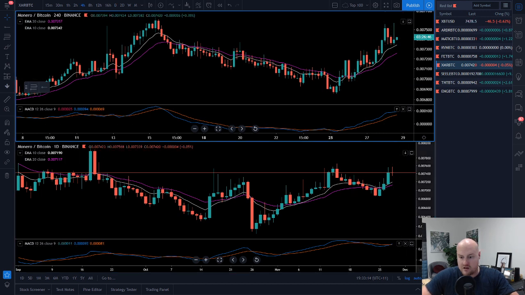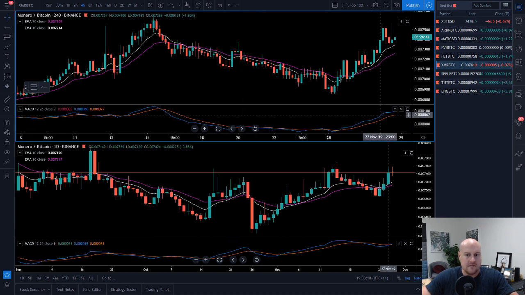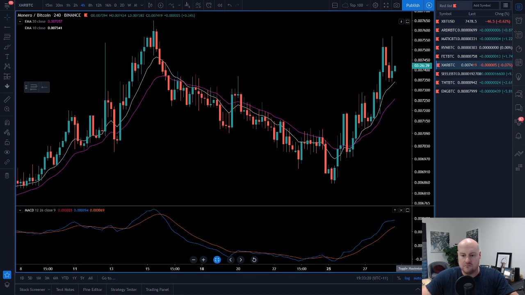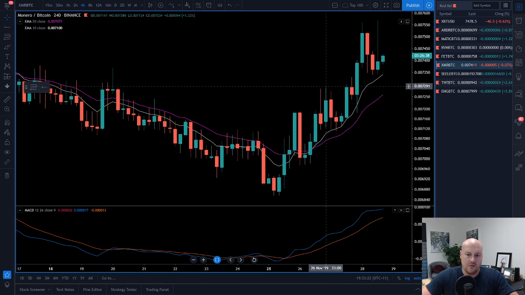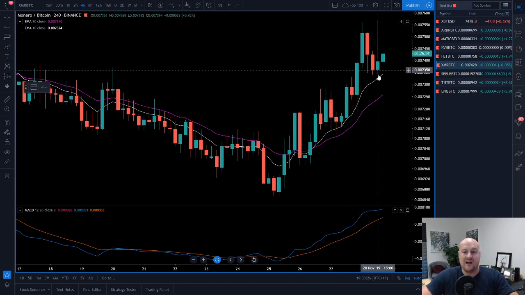Let's have a look at Monero here again, just to reiterate what I've been saying. So we're looking at the 4 hour here: higher low, higher high, higher low, higher high, higher low potential.